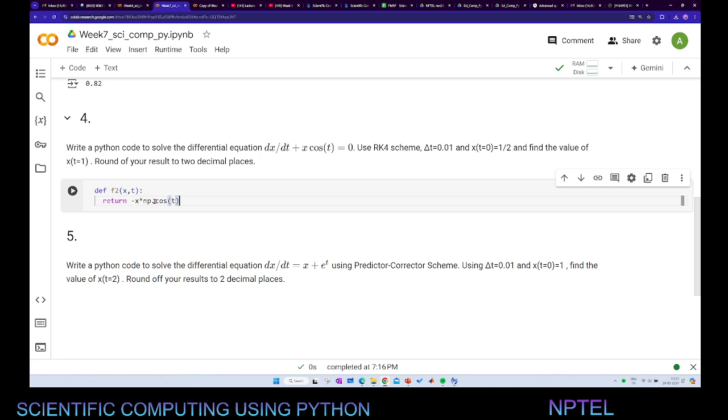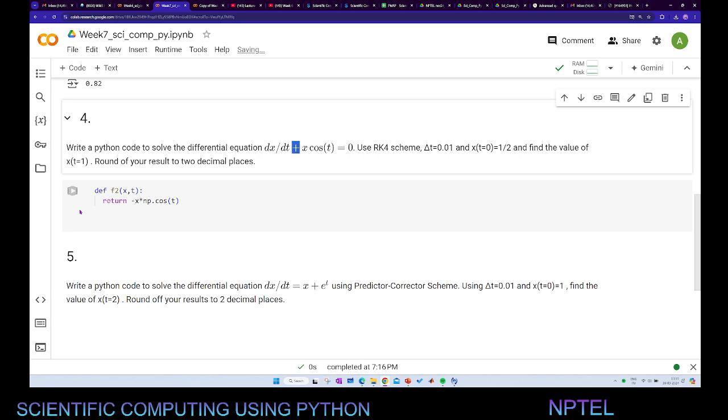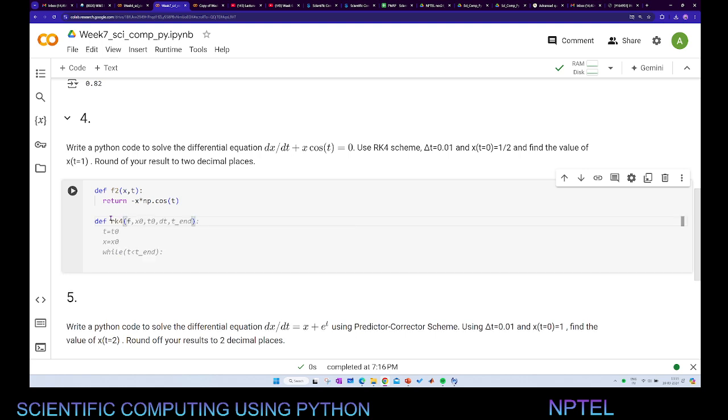Because this is a function of dx dt, right? Whatever dx dt is, you write. So in the exam, make sure you don't make this kind of silly mistake. Even though it's plus, you have to take it to the other side. Now let's define the RK4 routine. Again, it's a function of the function, x0, t0, dt, and tn. Yes, t is t0, x is x0, and while t is less than tn.